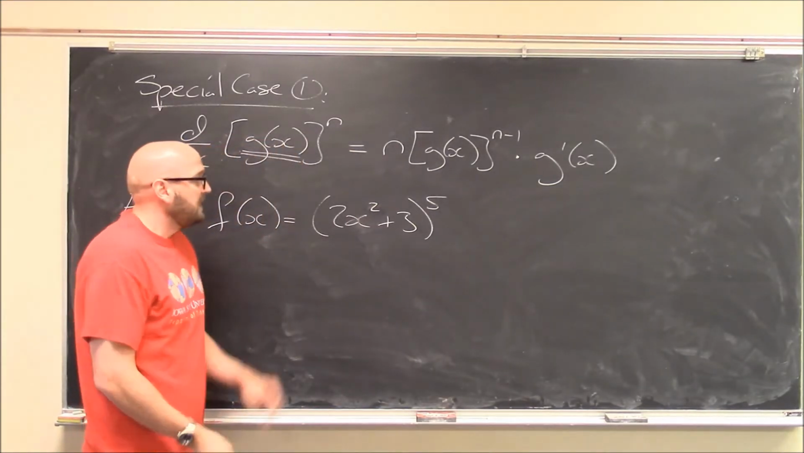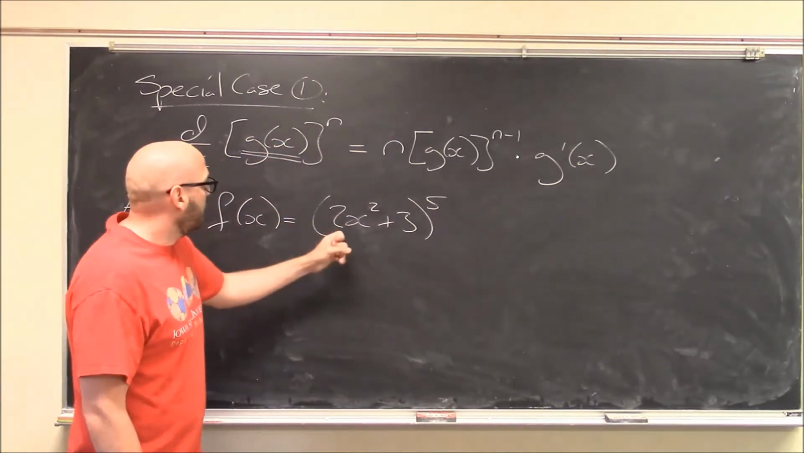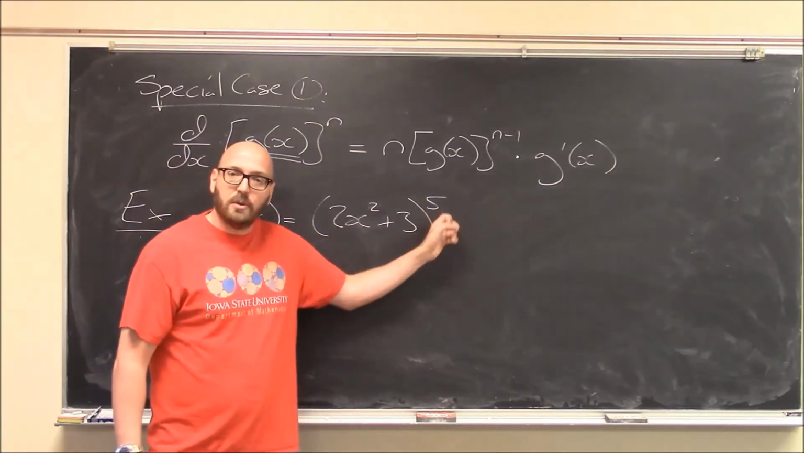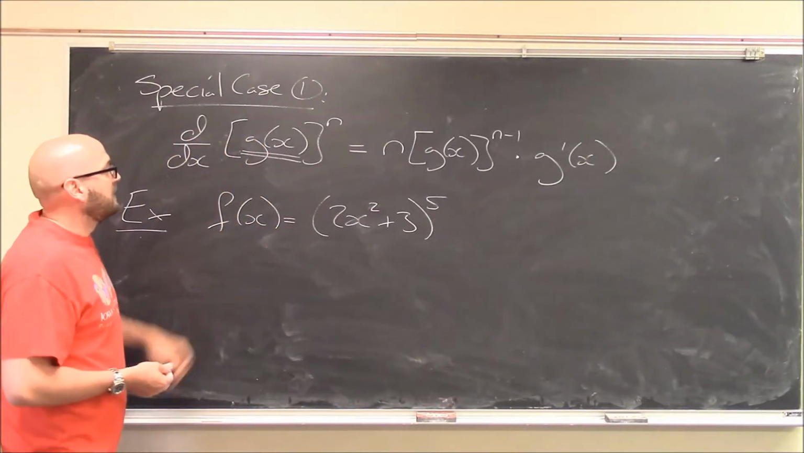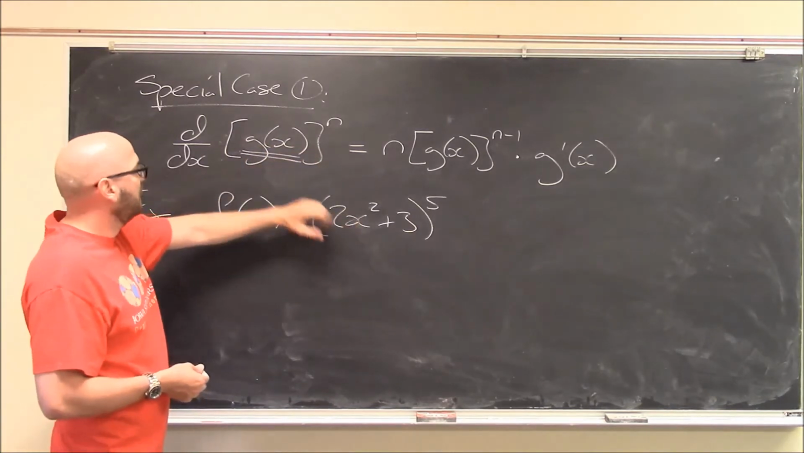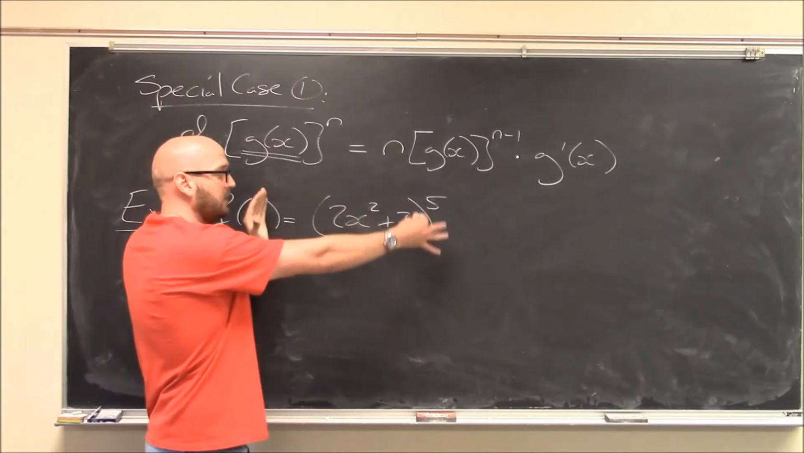One way you could differentiate this is you could expand this whole thing out into a polynomial and not have to use any special rules. But expanding out a fifth power would take you quite a while, lots of algebra, wouldn't recommend it. Another way of doing this is recognizing that this is of this form. This is a composition where my inside function is 2x squared plus 3, and then I've raised that whole thing to the power 5.